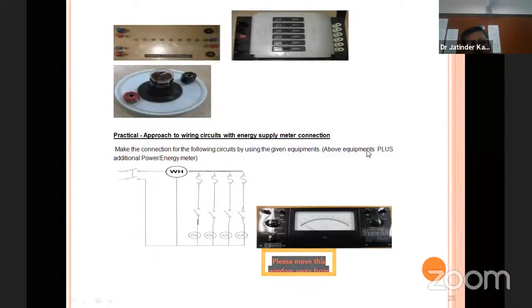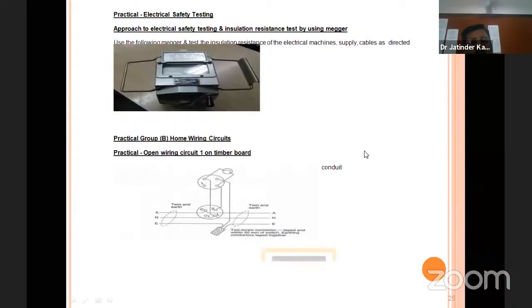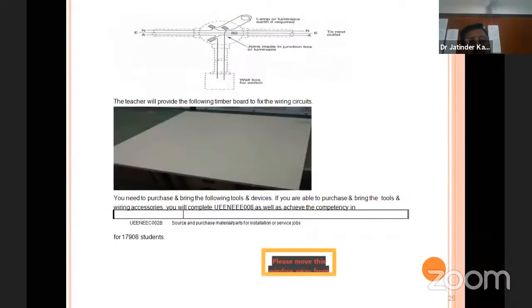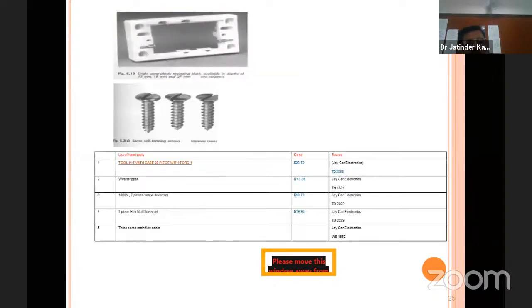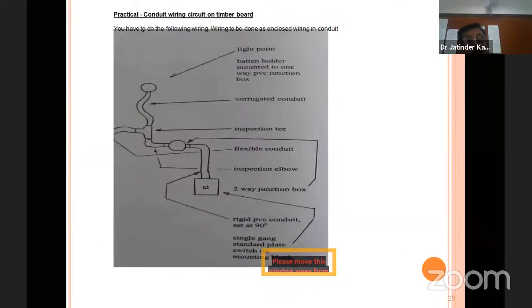So students generally learn to make certain circuits, right? Open wiring circuits on a timber board. That concept is there, right? So you are given knowledge about various types of holders, various types of switches, how they are used, right? So what types of wiring, you are given the knowledge about types of wiring, right? So how the house circuit is made.